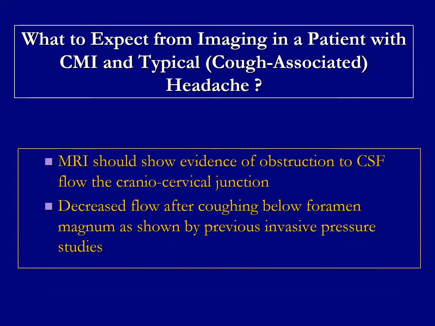What we would expect from this imaging in a patient with a typical headache is that MRI should show evidence of obstruction to CSF flow, and there should be decreased flow after coughing below the foramen magnum. And how do we know that? We know that because of previous experiments performed by neurosurgeons in the late 70s and 80s, based on pressure measurements in the head and the spine. Nowadays, we do not perform those invasive pressure measurements, and we would like to develop a non-invasive technique, such as an MRI-dependent technique, which could provide us the same information.